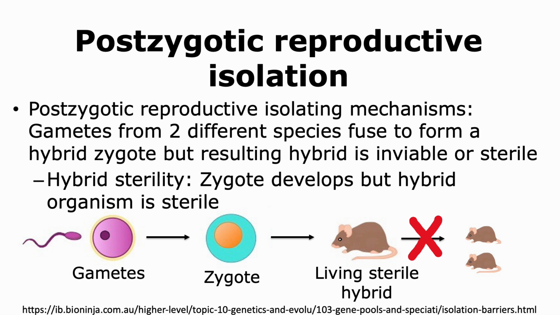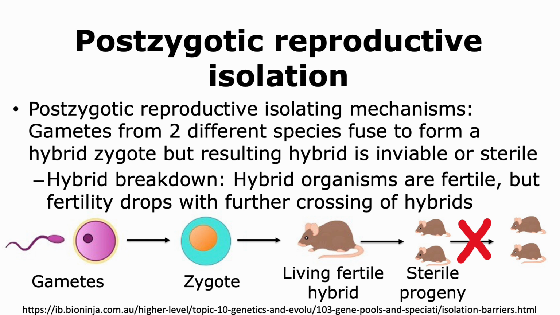Another type of postzygotic reproductive isolating mechanism is hybrid sterility. In this case, the zygote that is formed from the gametes of two different species is able to develop. However, the resulting organism, which is also a hybrid, is sterile, and hence it is unable to bear any progeny of its own.